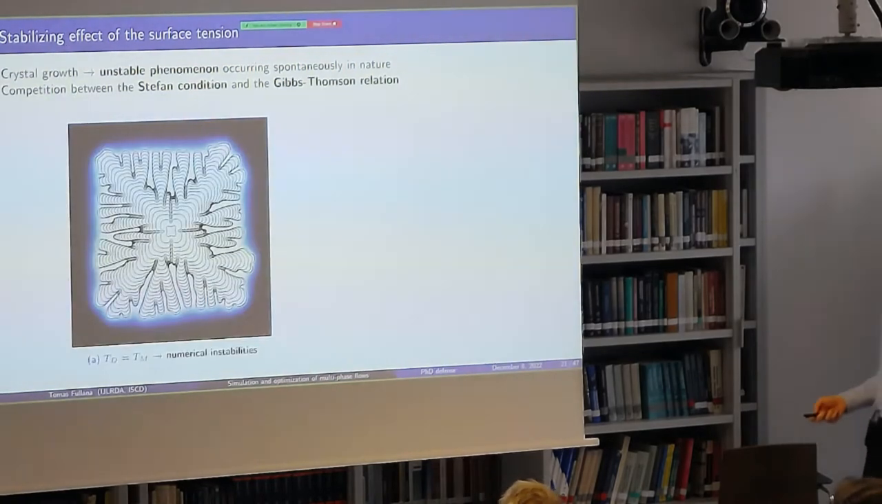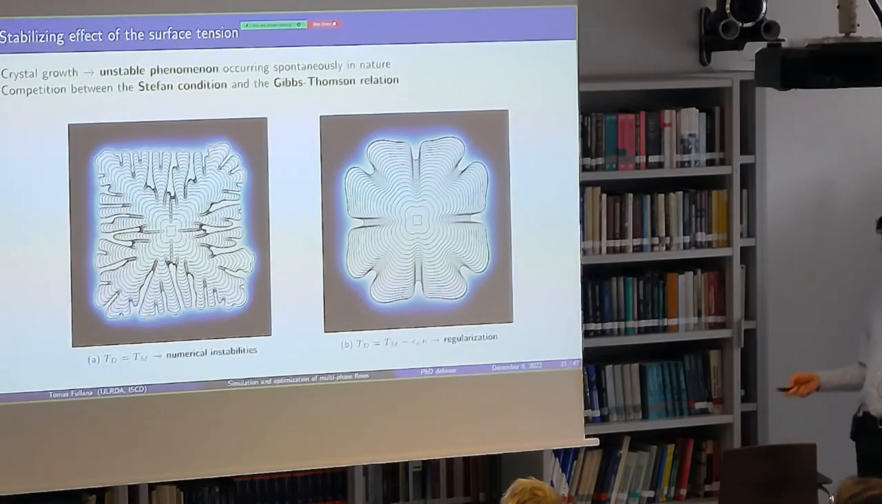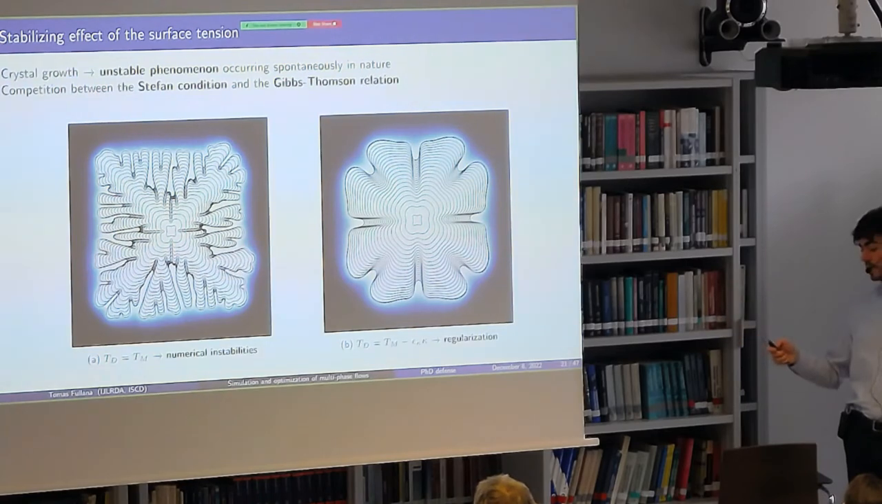So what happens if we don't take into account the surface tension effect? This kind of thing happens where we initialize a small crystal at the center here. You can see some numerical noise that expands and gives us a non-physical solution. Now, if we introduce surface tension effects with epsilon kappa here times the curvature, we see a regularization of the solution with the symmetry of the growth of the crystals.